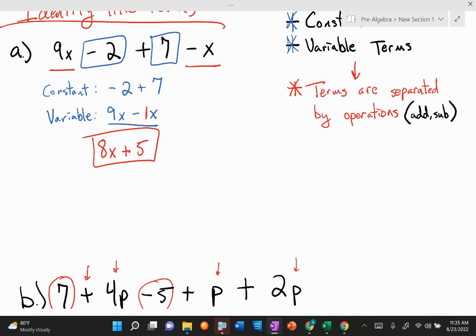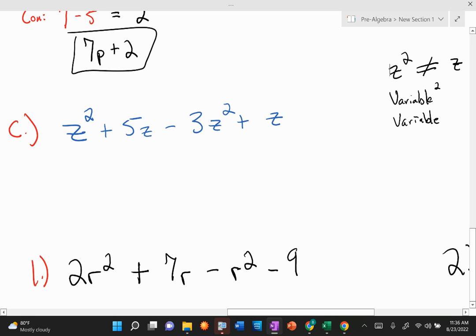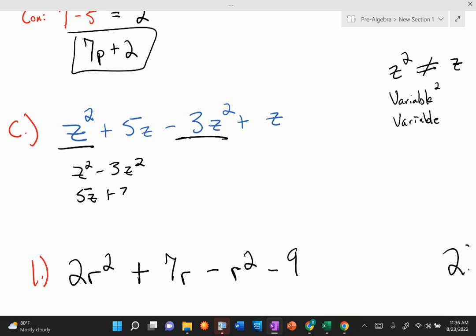I'll show you. All right, guys, let's look at it. We got one more, right? Okay, we have our constants and our variables. I don't have any constants. So we need to separate these. We have variable terms that are squared: z squared and negative 3z squared. And what are the variable terms, Alma? 5z and z.